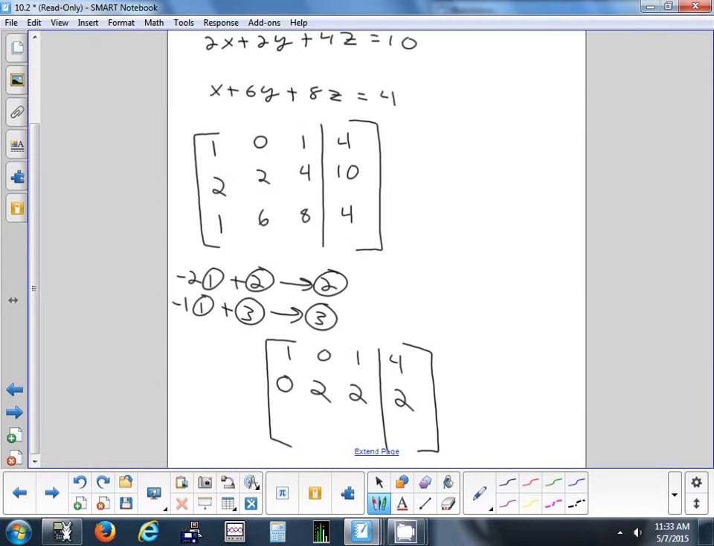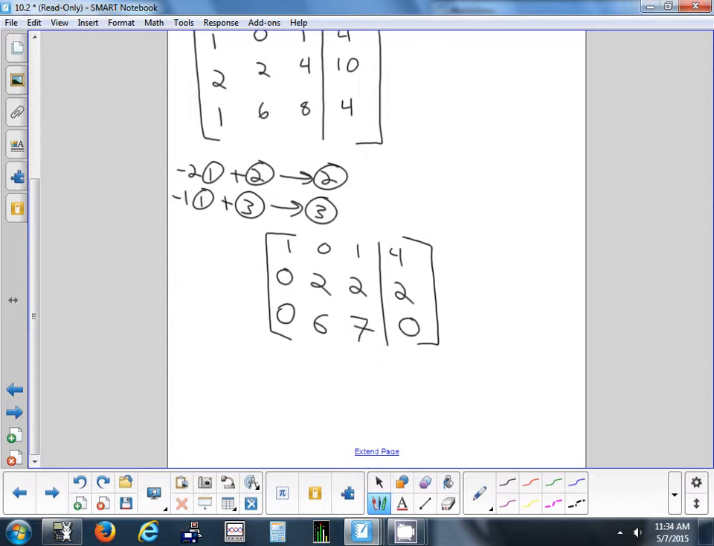Okay, now let's do our last row. Emily, what's -1 times 1? Plus 1? 0. Okay, Brianna, what's -1 times 0? Plus 6? 6. -1 times 1, that's -1 plus 8, 7. And lastly, -1 times 4, -4 plus 4, 0.